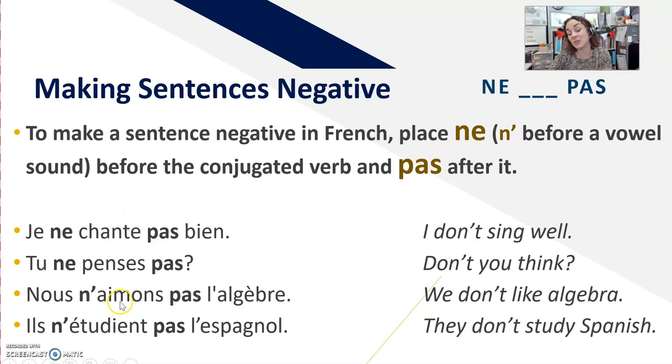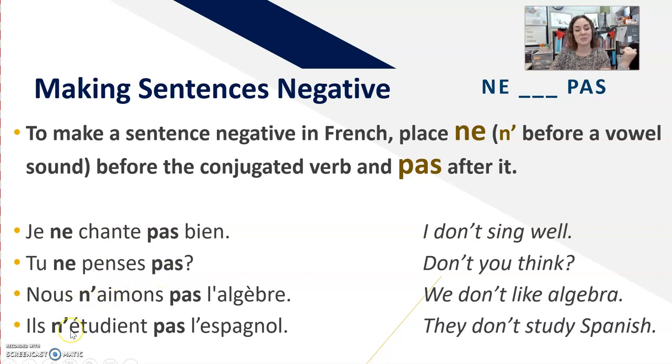So in English, I don't sing well. I will take the verb and subject je chante, and I'll put ne pas around my verb chante. Je ne chante pas bien. I don't sing well. Another example, you don't think, like don't you think so? The verb is pense, from penser, to think. So I'll say tu ne penses pas. Tu ne penses pas, don't you think?